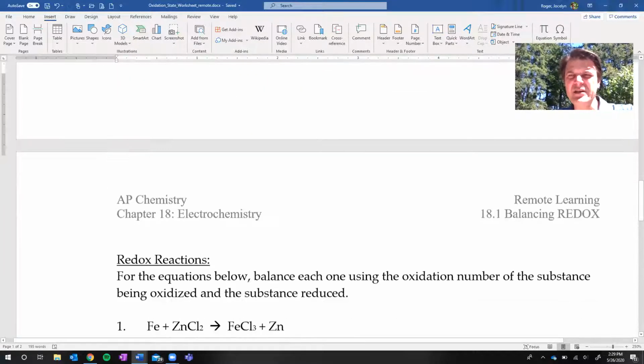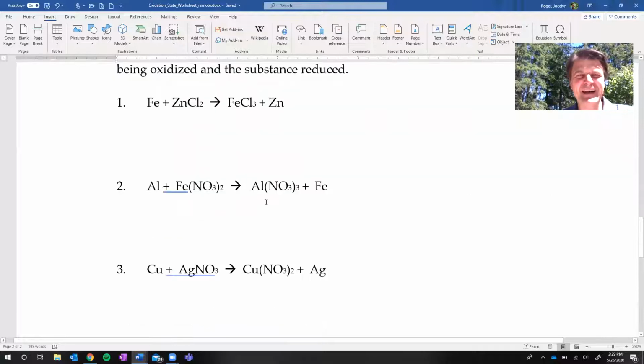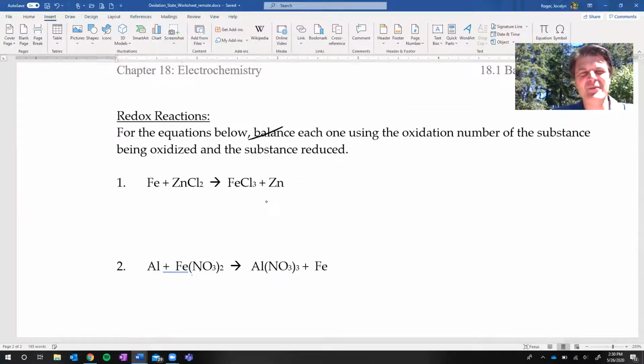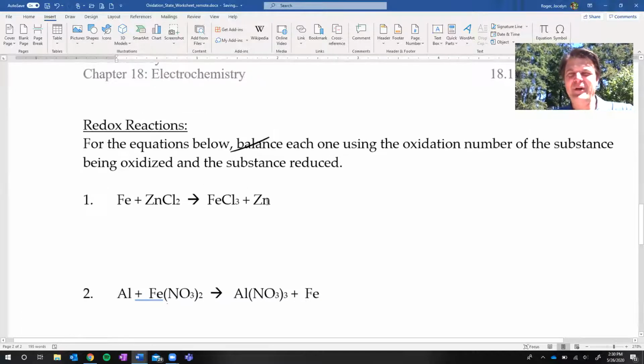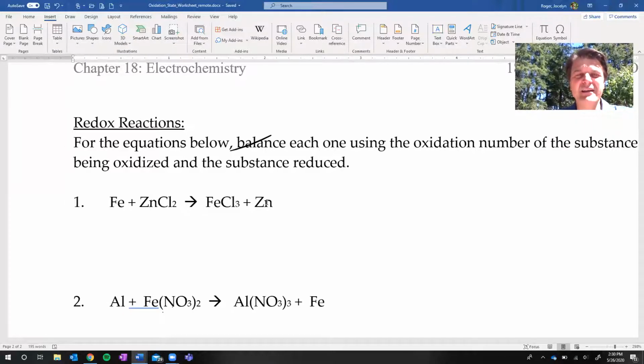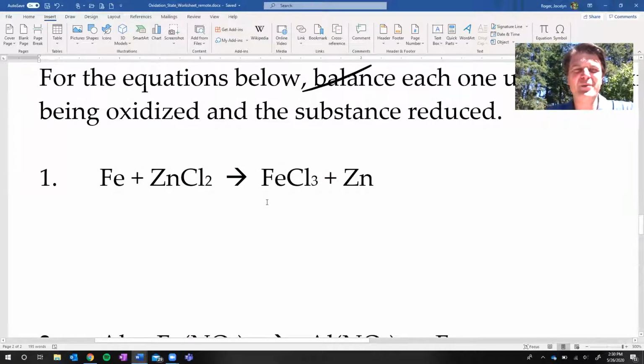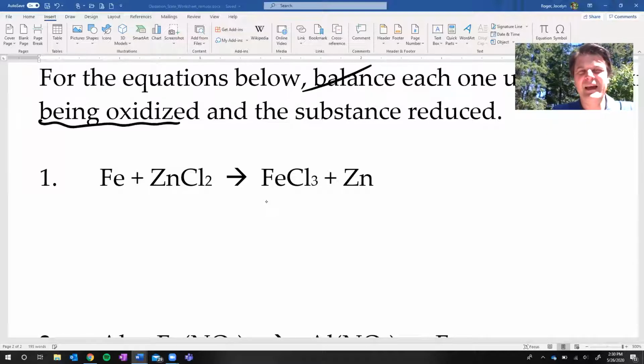So I'm going to scroll up here to the next page, and I know that it says to balance here, but there's no need. Right now, what I would like us to do is to focus on assigning the numbers and being able to see what's being oxidized and what's being reduced, right? So we're going to do these problems like the one that we just did. We're going to look at the equation, assign the numbers, and identify the element being oxidized and element being reduced. So iron plus zinc chloride gives iron 3 chloride plus the zinc.